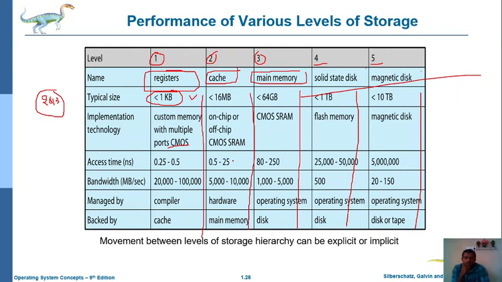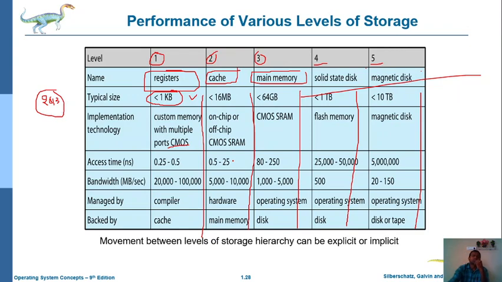Their bandwidth, that means how much speed we can access, is from 20,000 to 1 lakh megabytes per second, that is approximately 20 GB to 1 TB. So such an amount of bandwidth can be accessed per second. Within a second we can access up to 20,000 MB per second minimum, at max 1 lakh megabytes per second. And it is managed by the compiler.